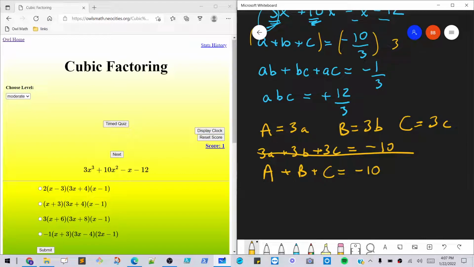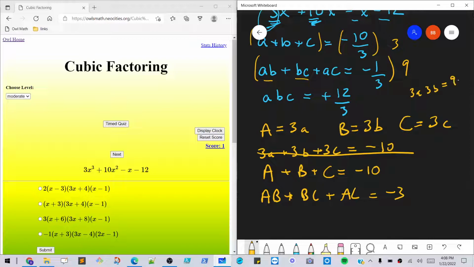And then we're going to have AB plus BC plus AC is going to be -3. So notice in that one, I'm actually multiplying through by 9 to get -3. And the reason is because we get 2 terms. So if we have 3A times 3B, that's the same as 9AB. So that will be our second equation.